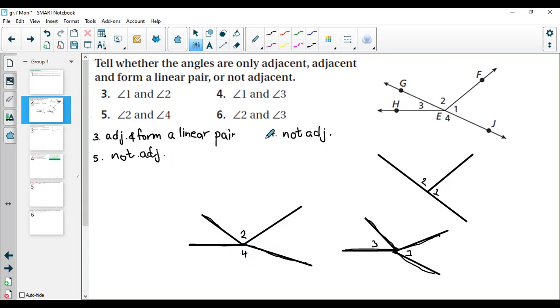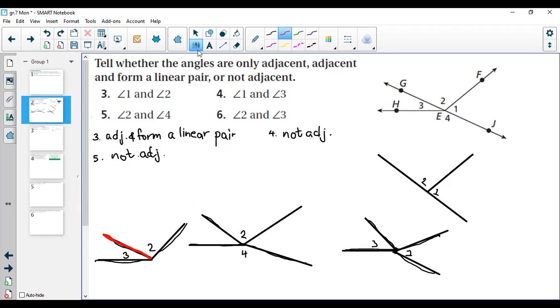Okay, let's move to question 6, angle 2 and angle 3. So if I am to draw angle 2 and angle 3, it is something like this and this. This is angle 2 and this is angle 3. Now, are they sharing one common arm anywhere? Angle 3's hands are these two, right? Now, which are the hands of angle 2? Angle 2 is also sharing the same hand. If I draw it in a different colored pencil, angle 3's hand is this and angle 2's hand is also this. So they are sharing one hand, right?